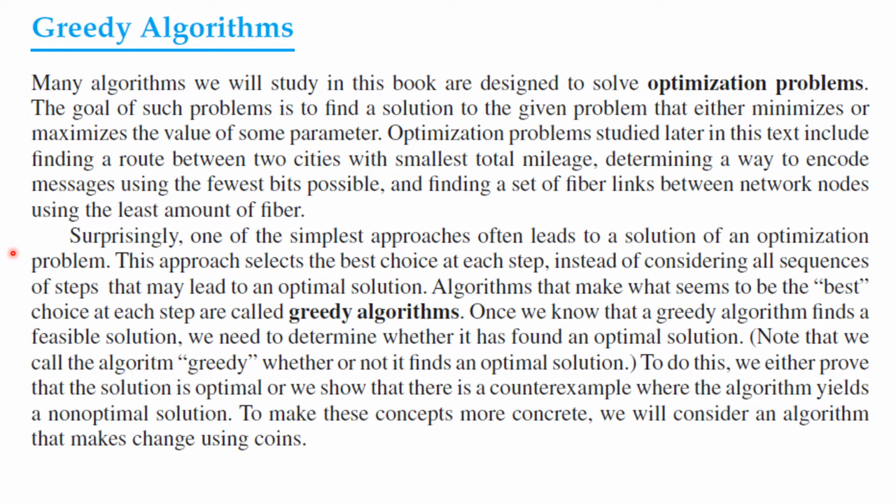Not always, but sometimes. So this approach, which is called the greedy approach, selects the best choice at each step instead of considering all possibilities that might lead to an optimal solution. And these are called greedy algorithms. And once we know that a greedy algorithm finds a feasible solution, we still need to determine if it is the optimal solution. And we call the algorithm greedy whether or not it finds an optimal solution. So to do this, we either prove that the solution is optimal or show there's a counterexample where it doesn't yield an optimal solution. To make these more concrete, let's consider a specific example and consider an algorithm that makes change using coins.